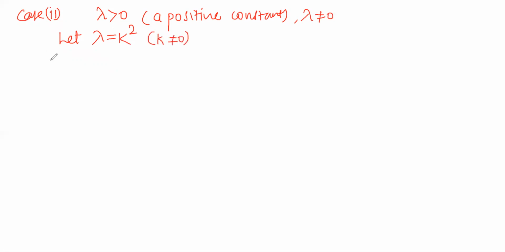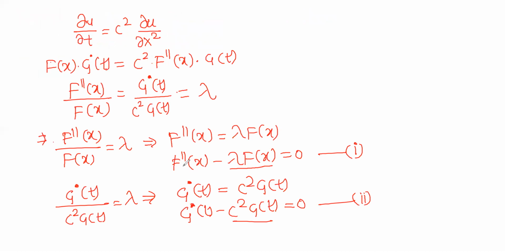So now let me check this. Our equation 1 and equation 2 will become, let's see here, so here lambda is k square. Ultimately, I'll write down the equation here only, so that you see it. If lambda is k square, then I'll be getting f double dash x minus k square times f of x equal to 0.